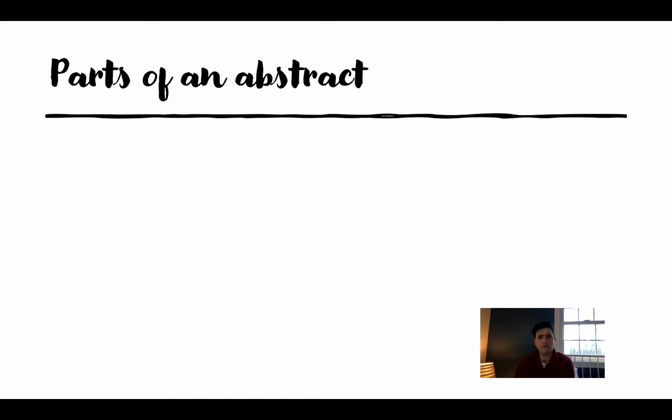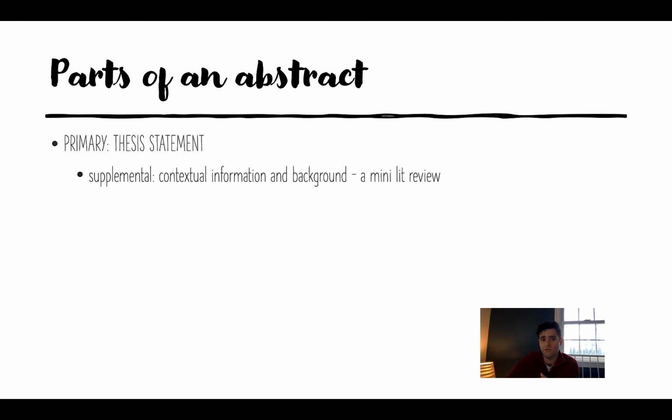Okay, so let's go through the actual construction of an abstract. And you're going to see that this construction looks very similar to the construction of a broader research paper. And that's because, like I said before, an abstract actually is supposed to achieve the same thing that a whole research paper does, but with less room to do so. So it should have, to start with, a thesis statement. So the first primary element of an abstract is a thesis statement.